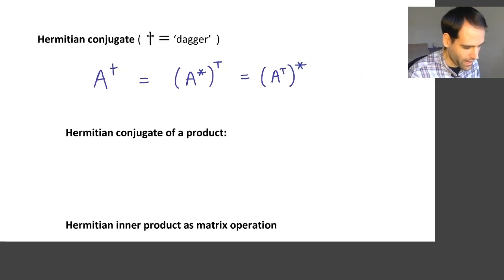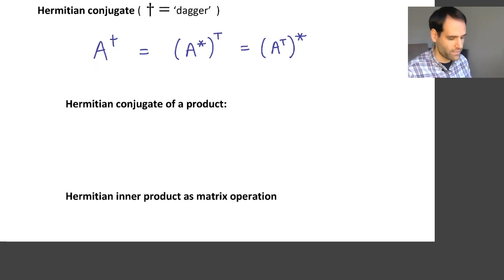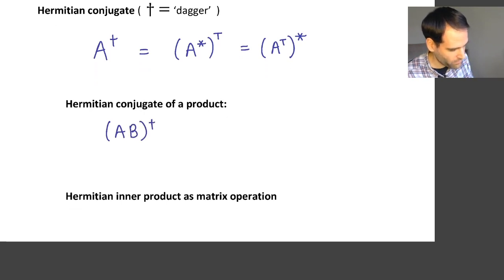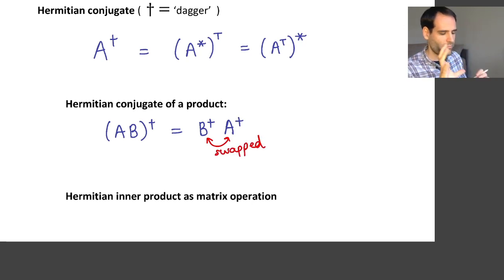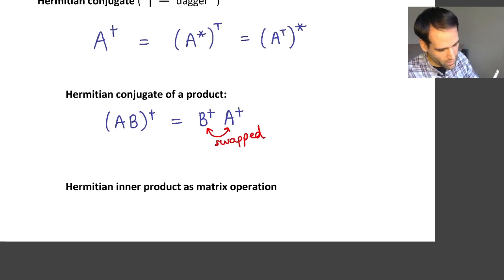Now, this dagger operation has some properties, the same as the transpose had. For instance, if you do a product A times B and you do the dagger operation, then this can be written as B dagger times A dagger. Once again, be very careful because these two are swapped. This is very easy to prove by using the property for the transpose. So you have to swap those. The dagger is used very often because it can be used to write the inner product as a matrix operation.